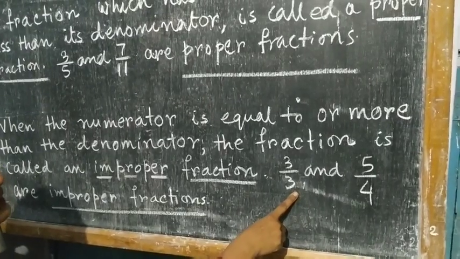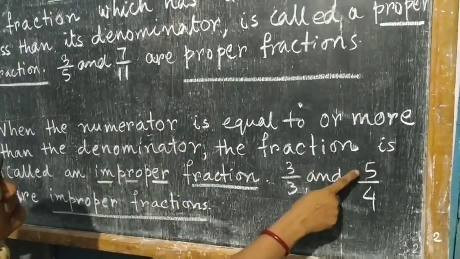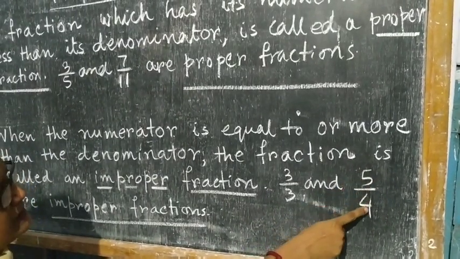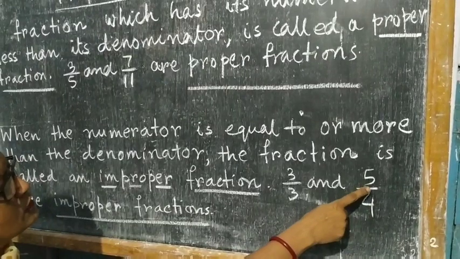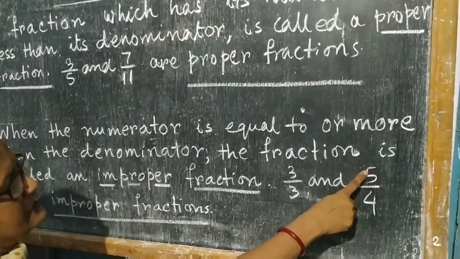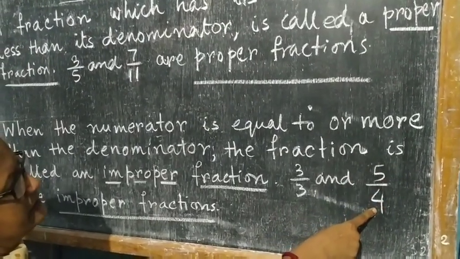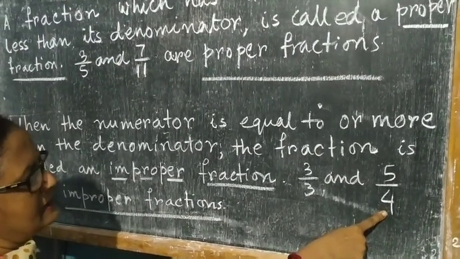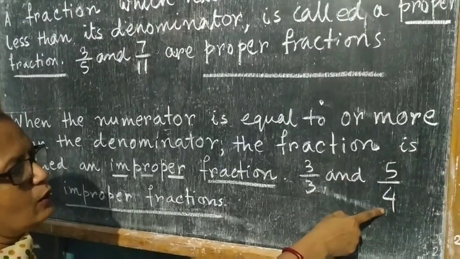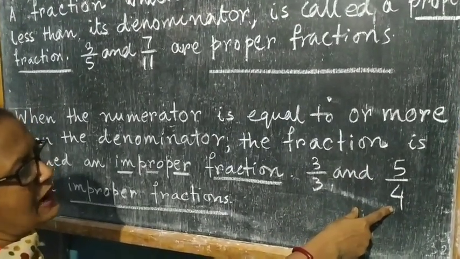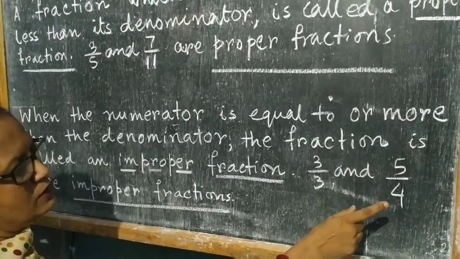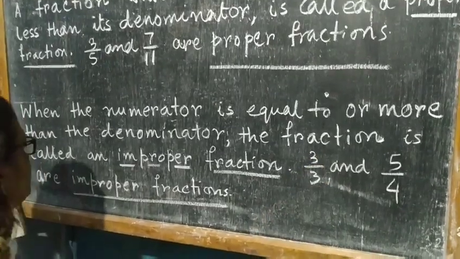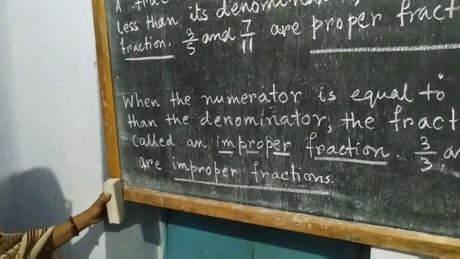Also children, you see, in the fraction 5 by 4, 5 is the numerator and 4 is the denominator. So when the numerator is greater than the denominator, then also the fraction is an improper fraction and its value is greater than 1. Because if you divide 5 by 4, you will get some value which is greater than 1. So 3 by 3 and 5 by 4 are improper fractions.